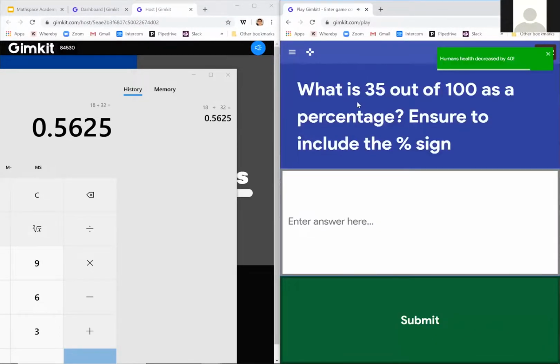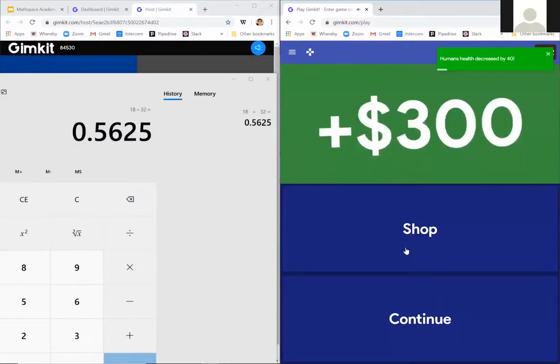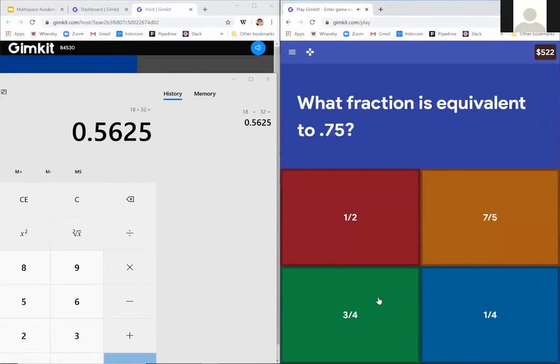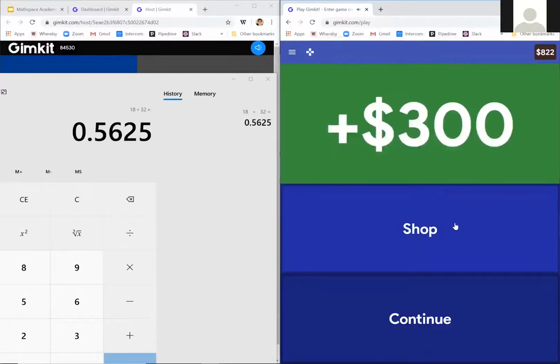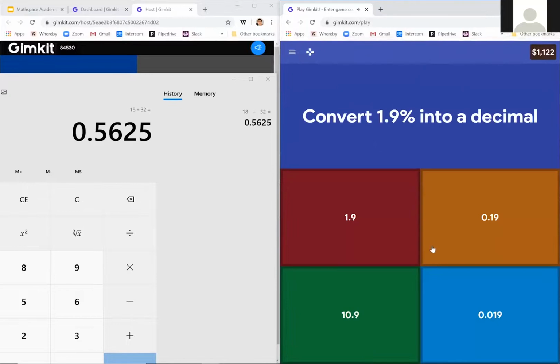So humans, you just lost some health. And, oh, the humans have already been doing that to us. Zombies, we got to take more health off them. What is 35 out of 100? What fraction is 0.75? Let's go. What fraction is 0.6? What's a decimal for 3/5? 0.6. Convert 1.9 into a decimal.